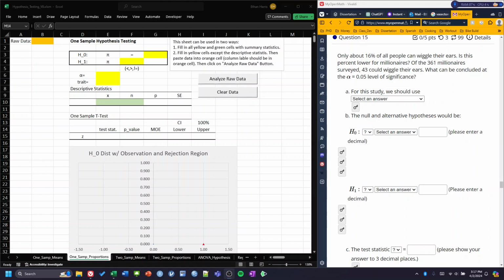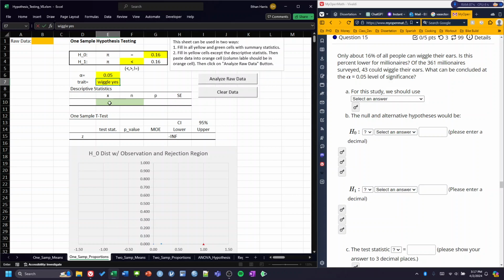Okay, so here we have our table, and it is going to allow us to do a test based on the summary statistics. So we were given here that 16% of all people can wiggle their ears, and we want to know, is this percentage lower for millionaires? So we'll make it lower. We're testing at an alpha level of 0.05, and the trait that we are interested in is like wiggle yes, or something like that. This is more important for when we're doing our raw data, and I'll show you in just a second.